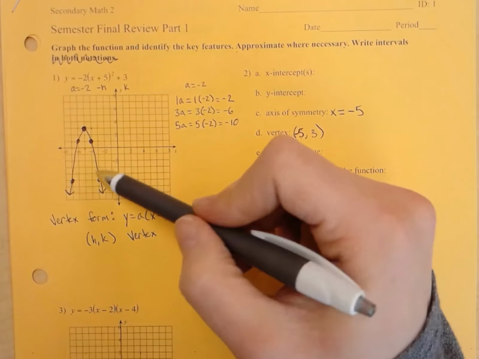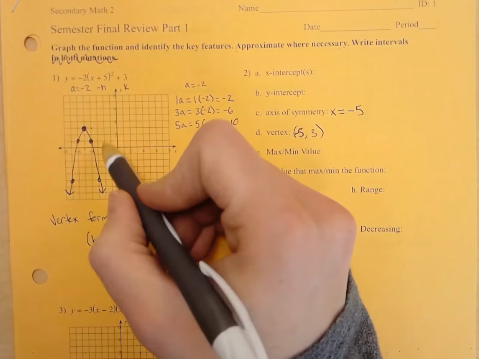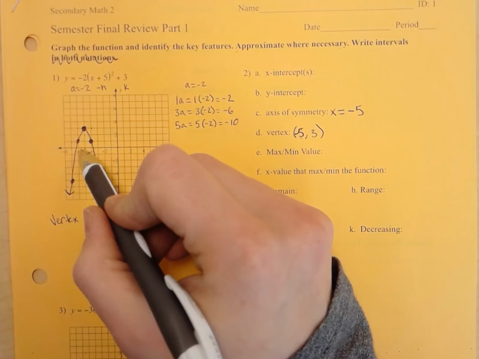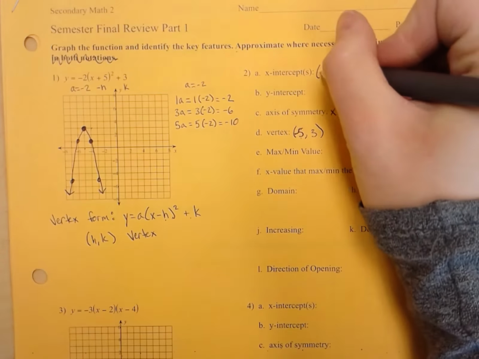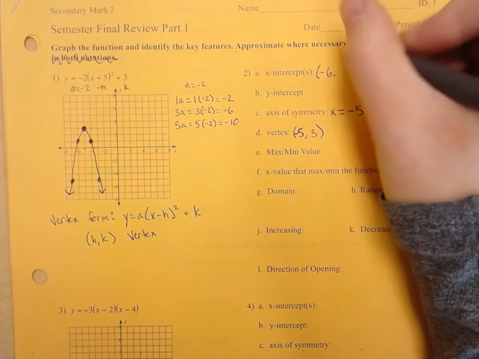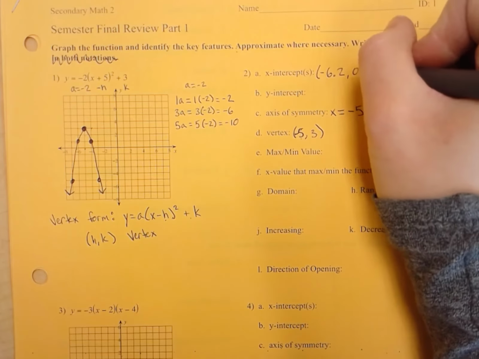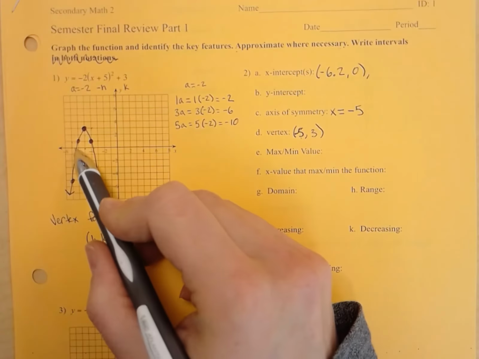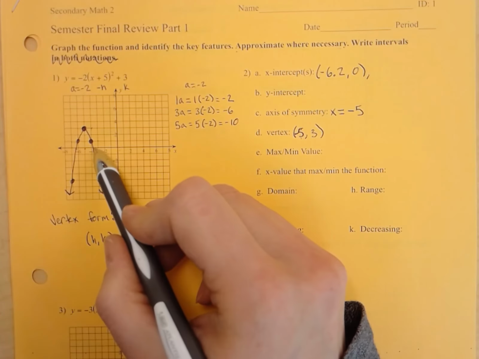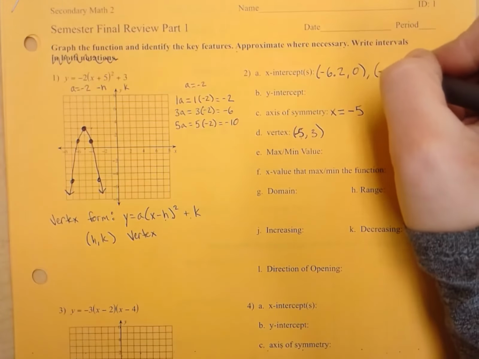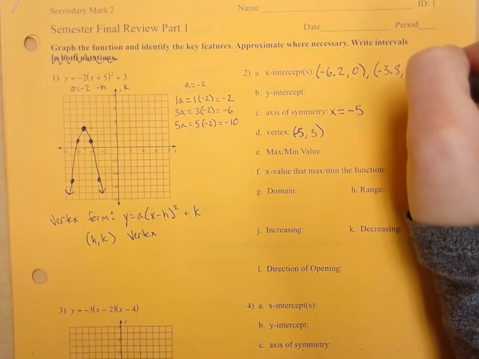So first, our x-intercepts. I look where the graph is crossing the x-axis. That looks like, I'm just going to take a ballpark guess, negative 6.2. And my y-coordinate was 0, so it's negative 6.2 comma 0. And now negative 3.8. Like I said, I'm just ballparking here.